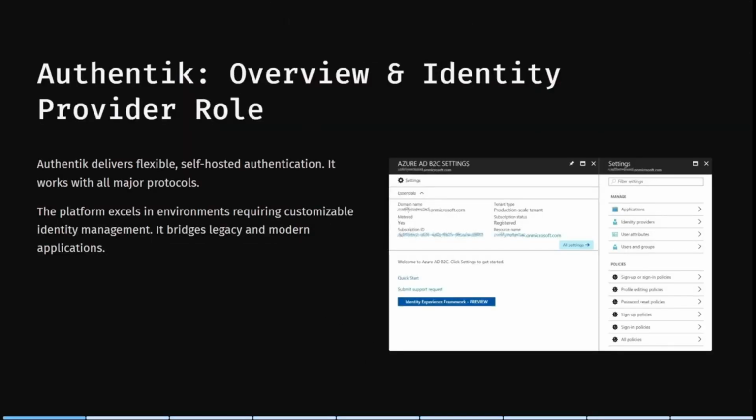Okay, so let's have a look at Authentik. So Authentik delivers flexible, self-hosted authentication. It works very well with all major protocols. The platform also excels in environments requiring customizable identity management. It bridges legacy and modern applications.